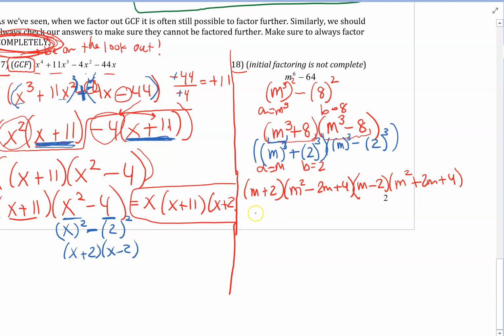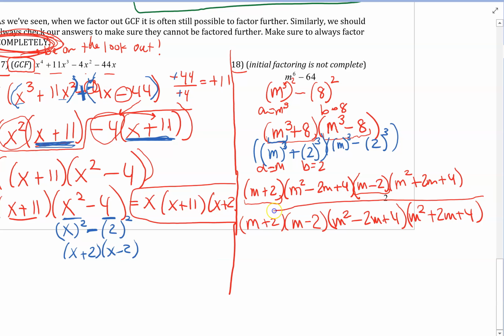And let me just write it one more time because I like to put the binomial ones in front. So I have m plus 2, m minus 2, and then I have m squared minus 2m plus 4, m squared plus 2m plus 4, and that is our final answer.